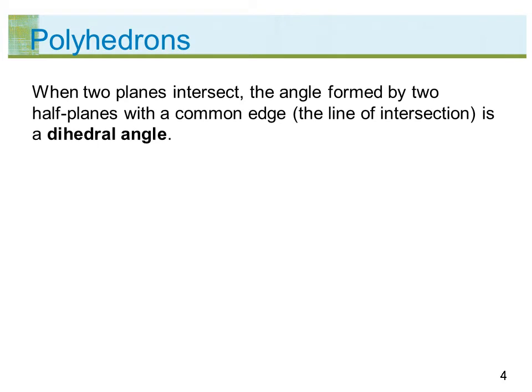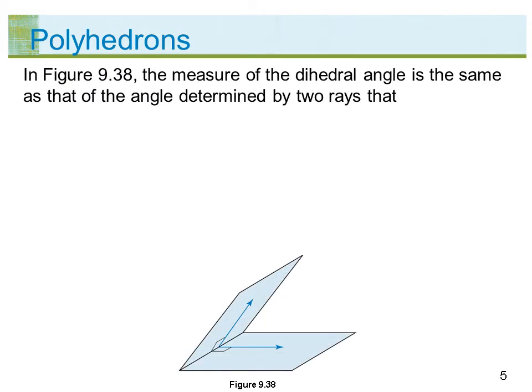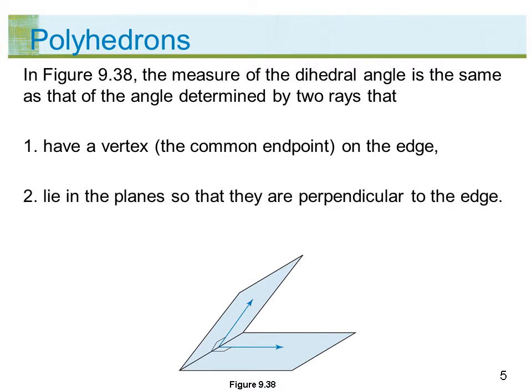When two planes intersect, the angle formed by two half-planes with a common edge, the line of intersection, is a dihedral angle. The angle shown in Figure 9.38 is such an angle. In Figure 9.38, the measure of the dihedral angle is the same as that of the angle determined by two rays that 1. Have a vertex, the common endpoint, on the edge, 2. Lie in the planes so that they are perpendicular to the edge.